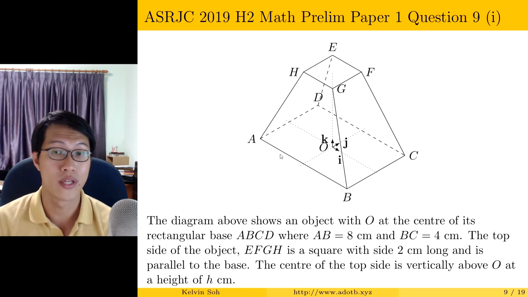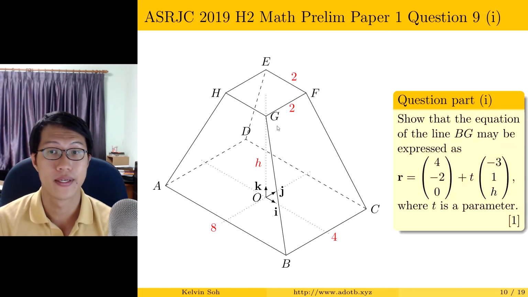So let us put all these dimensions into our diagram. We have this diagram over here. We have filled in a square with sides 2 cm. This side will be 8 cm for our rectangle below, and this side will be 4 cm, and the height is h. For the first part of the question, we are asked to show that the equation of the line BG may be expressed as this below over here.